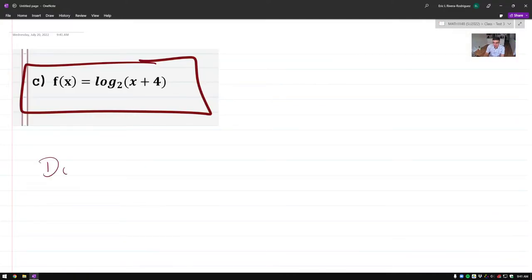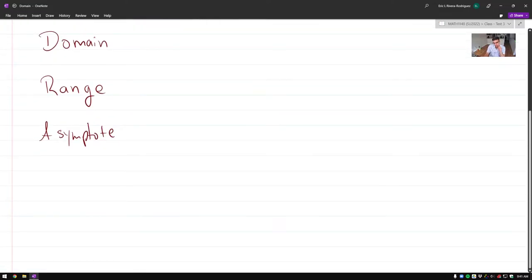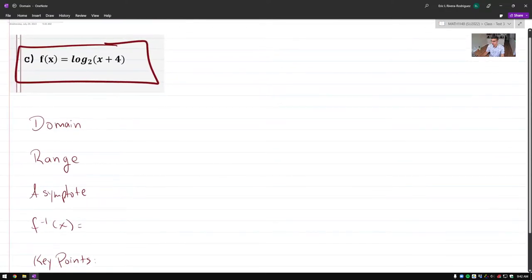You will find domain, range, asymptote, inverse. In this case, f inverse is referring to the exponential form, and then what else? Key points. Okay, take 5 minutes and post your answer on the chat.